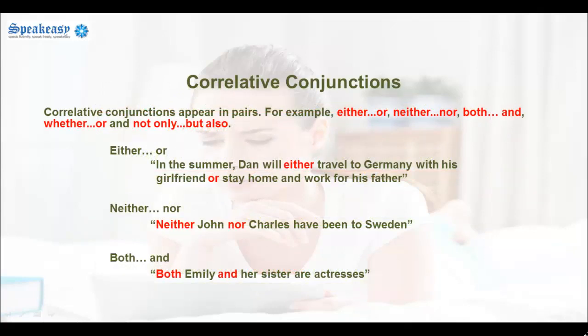Correlative conjunctions appear in pairs. For example, either...or, neither...nor, both...and, whether...or, and not only...but also. Here are some examples. In the summer, Dan will either travel to Germany with his girlfriend or stay home and work for his father. Neither John nor Charles have been to Sweden. Both Emily and her sister are actresses.